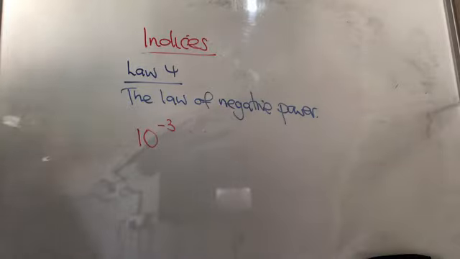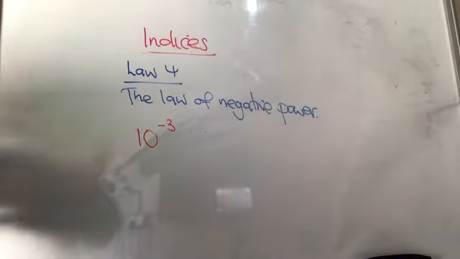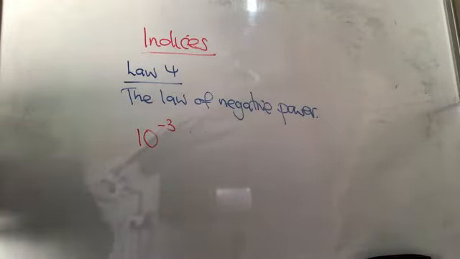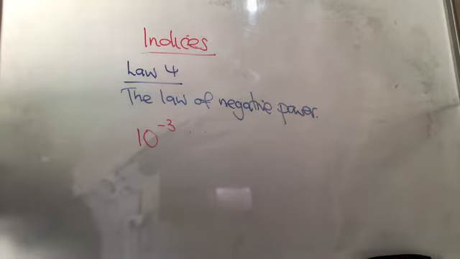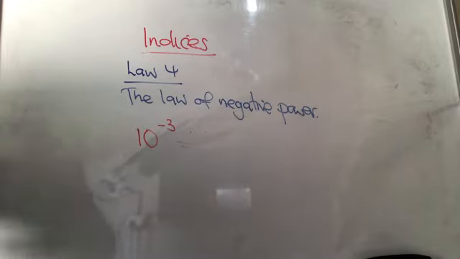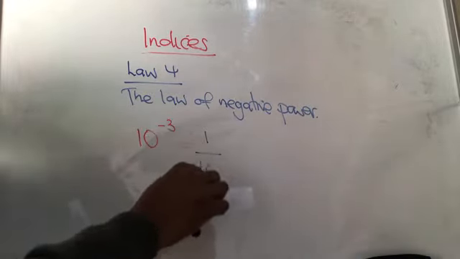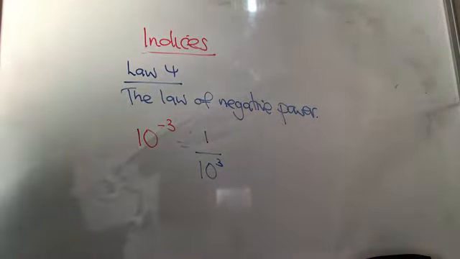So this is where we introduce law number 4. It is very simple. When they say simplify this, in a simpler way, they are saying make this number positive. In some questions, they write it like that, make this number positive. So how do you make it positive? You simply say 1 over 10 to the power 3. I want you to write it first, then I'll explain. This is the answer to this. That's how we make it positive.